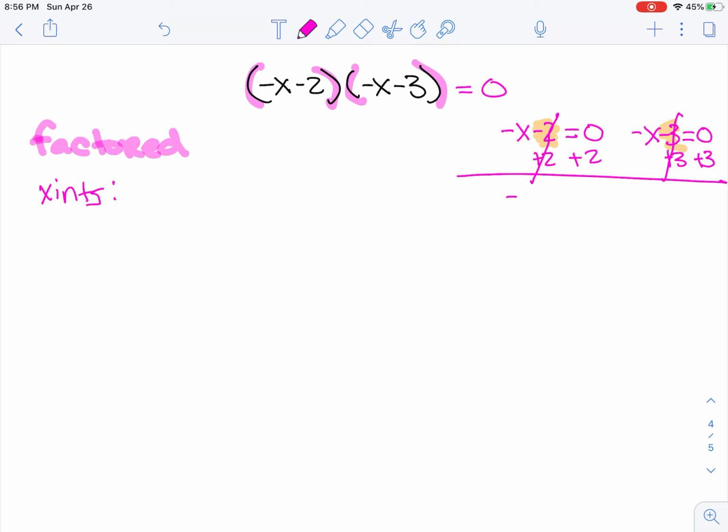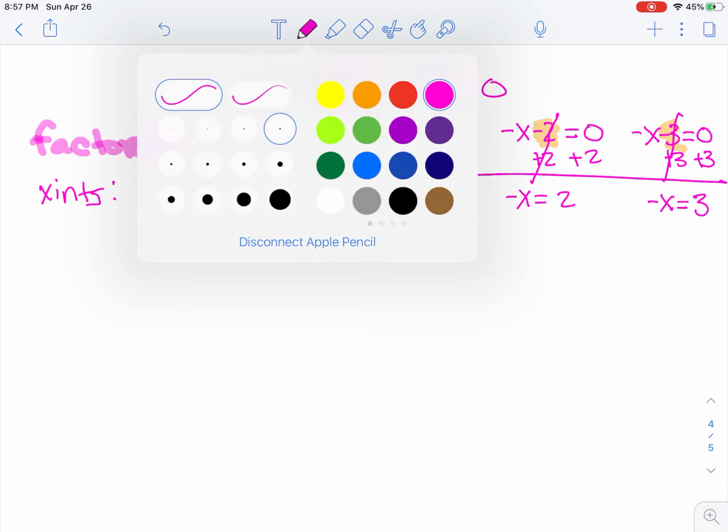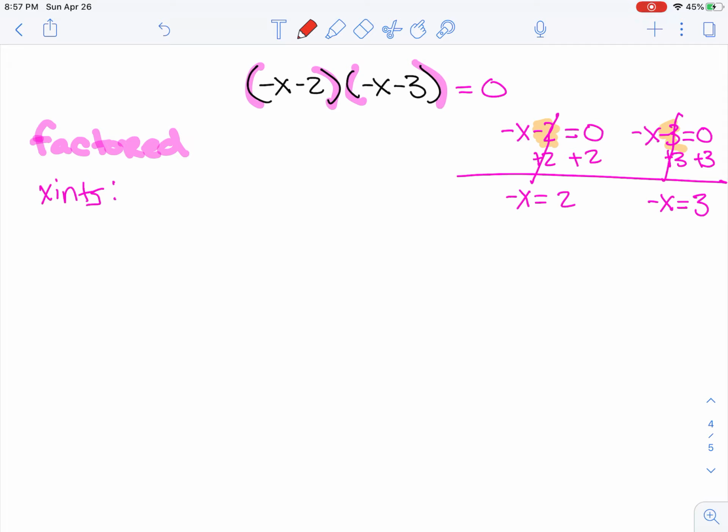We cancel, we cancel. I get -x equals +2. I get -x equals +3. All we do is switch the signs. So that becomes a positive, that becomes a negative. That becomes a positive, that becomes a negative. You can do that by switching signs, by moving the sign over, or by dividing by -1. Your choice. You could also multiply by -1. But I don't think any of you liked that in fall.